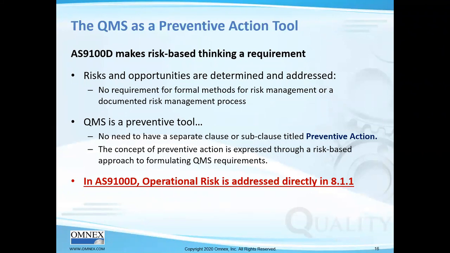So, like I said, AS9100 makes risk-based thinking a requirement. They're determined whether or not you have a requirement from a formal method. There is nothing in AS9100 as of right now that says, here's how you have to identify your risks and manage those risks. It just says that you have to do it. So we're going to talk a little bit about how all those are integrated into one and how you can use AS9145 to accomplish the requirements in AS9100. And then AS9100 8.1.1 is where it specifically talks about operational risk. And we're going to get into that as well.